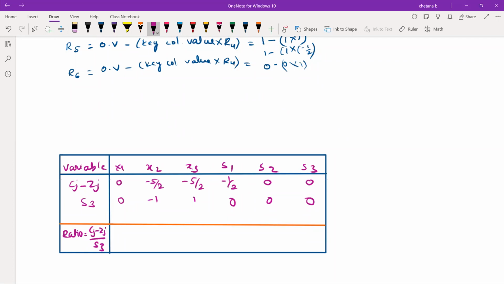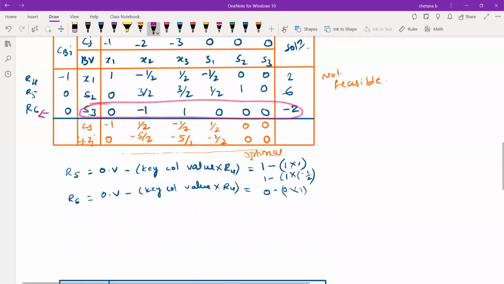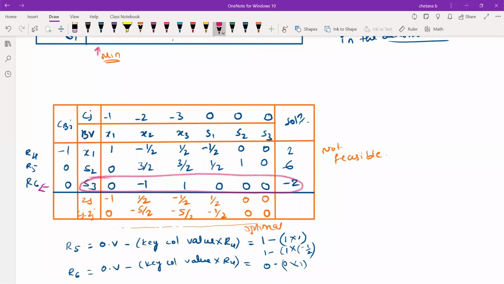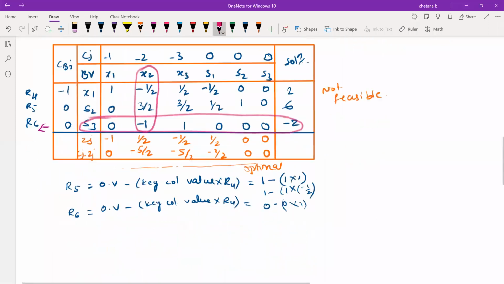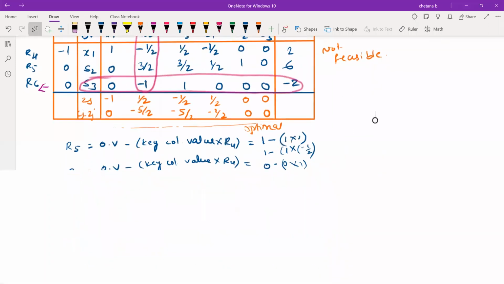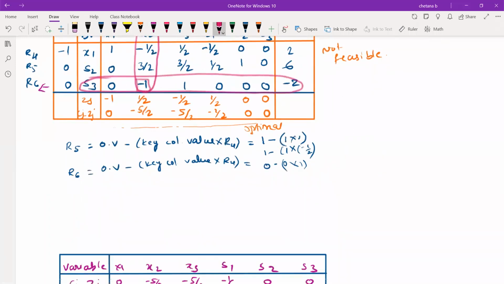Again, ignore; you will get zeros only and 5 by 2, ma'am. Only x2 you will get. The others are ignored, ignored, ignored, ignored, and ignored. So you know that the key column will be x2 from that. So x2 here, mark. Now you have key row, key column, and key value is just -1.